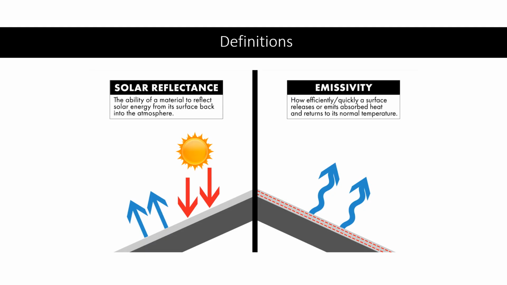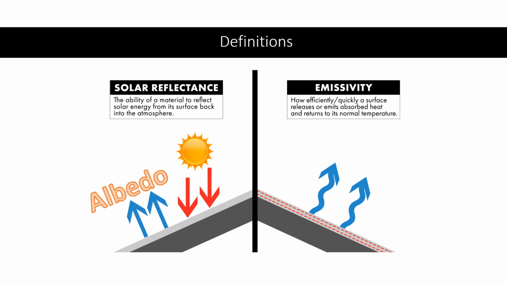Here are a number of important terms to know. Solar reflectance is a measurement of how much solar radiation a surface or a material reflects from its surface back into the atmosphere. Solar reflectance is measured in decimals on a scale of 0 to 1, where 0 would be considered the truest black and 1 would be considered the truest white.